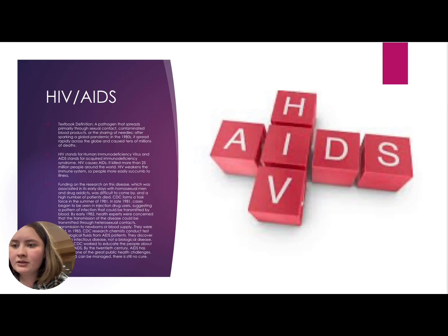Funding for research on this disease, which in the early days was associated with homosexual men and drug addicts, was difficult to come by, and a high number of patients died. The CDC formed a task force in the summer of 1981. In late 1981, cases began to be seen in injection drug users. Cases showed that the pattern of infection could be transmitted by blood. By early 1982, health experts were concerned that the disease could be transmitted through heterosexual contact and through newborns or the blood supply.